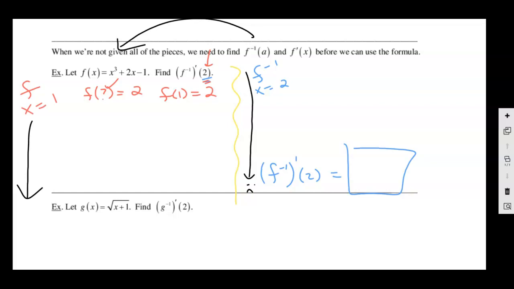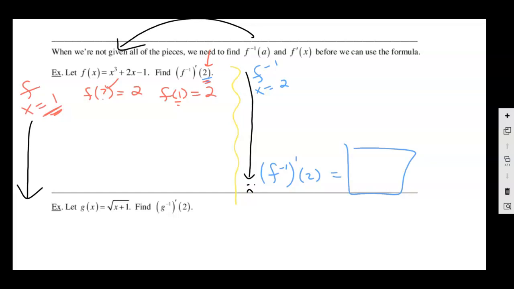But with guess and check, we ended up finding that my x value for my original side is 1. That's the first step. That's your f inverse of a part of the formula. That's your first step in the process: switching it over to this original side and figuring out what this new value for the original side is.